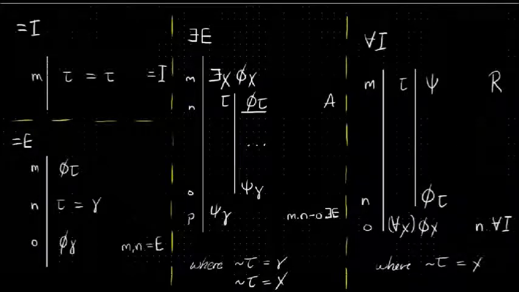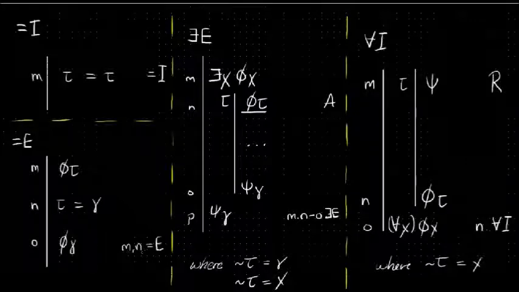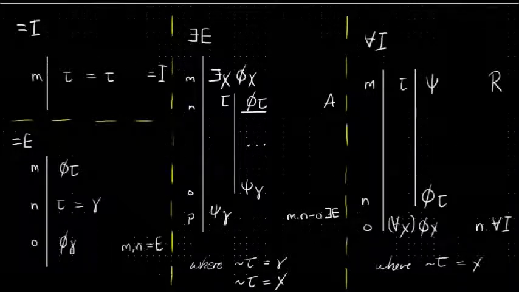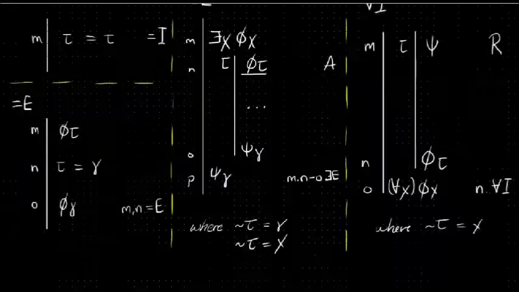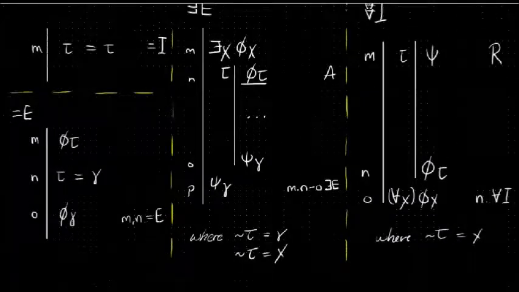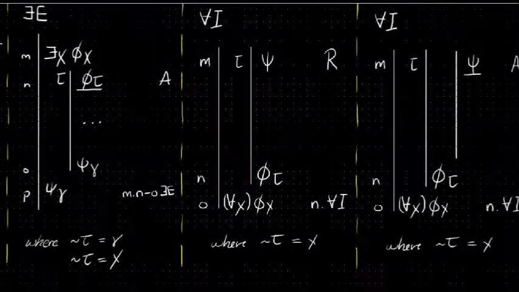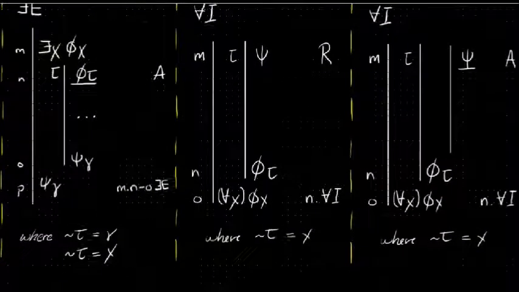Identity elimination: if we know phi tau and we know that tau equals gamma, then we can write phi gamma, and we just cite the two lines, first the formula and then the identity statement, and identity elimination. That's a very easy rule, so we don't really need to worry too much about that, I don't think. Then the two other easy rules, of course they're easy, and we'll all get them.